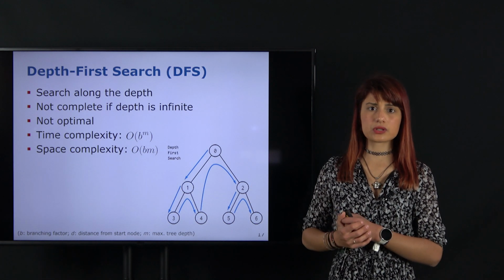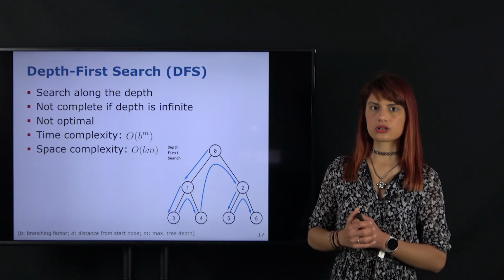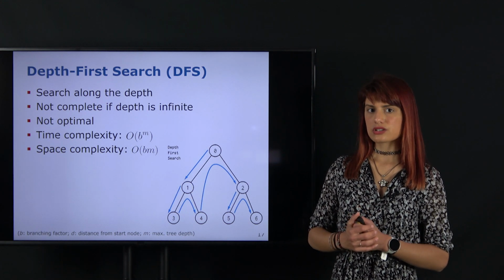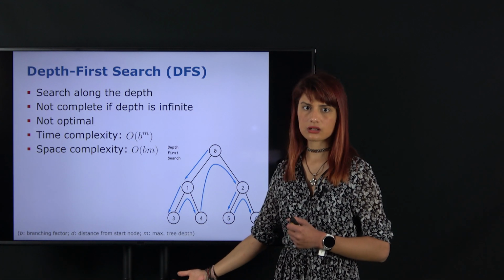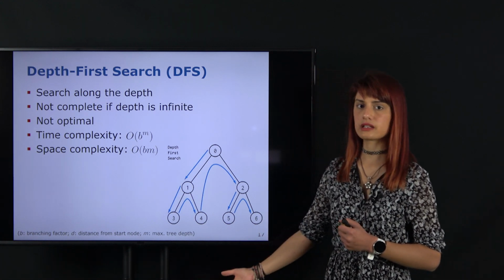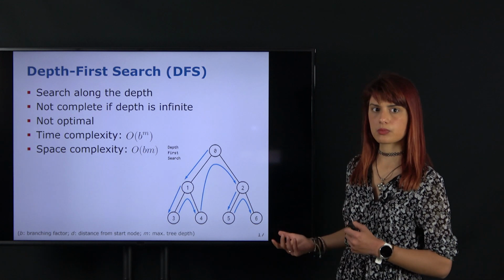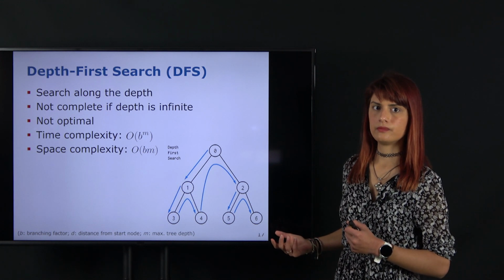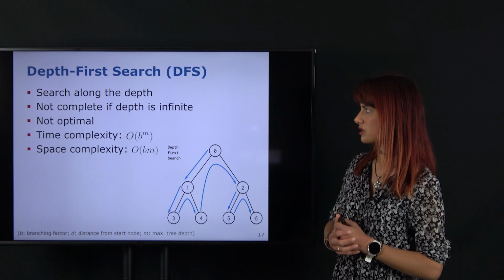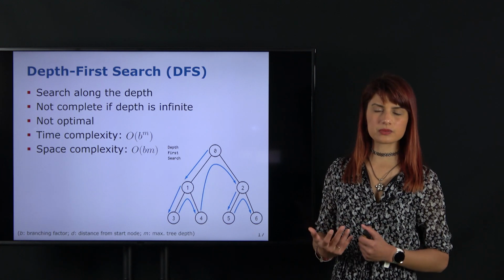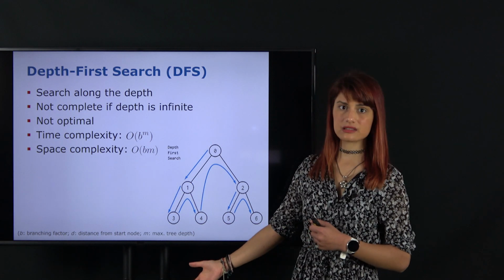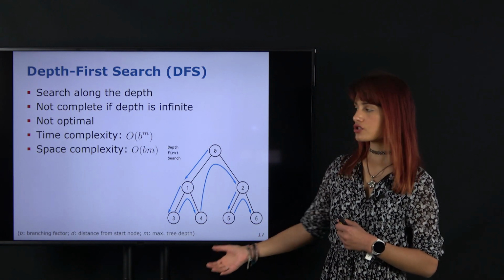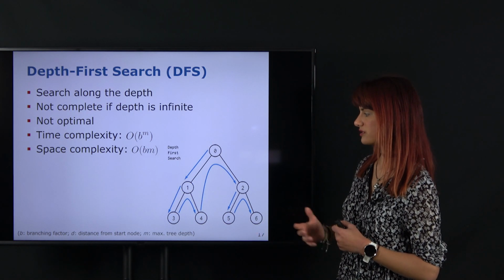One disadvantage with this approach is that it's not complete. So actually, if our graph is infinite, the algorithm may get stuck before it gets the chance to find a solution that might be in other parts of the graph. So along similar lines, the algorithm is also not optimal. Because it goes as deep as possible, it might not get the chance to explore shorter and more optimal solutions.